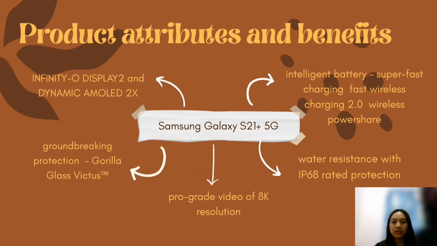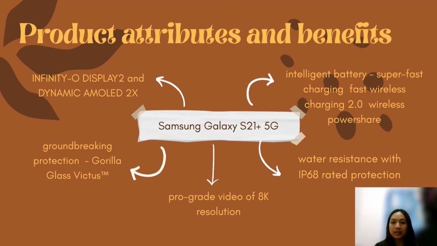Samsung's first positioning strategy is product attributes and benefits. The Samsung Galaxy S21 Plus 5G is unique with Infinity-O display and Dynamic AMOLED. The Galaxy S21 5G is also built with groundbreaking protection, which is the Gorilla Glass Victus that delivers scratch and damage resistance. Other than that, the phone is also equipped with Pro-Grade video of 8K resolution. The 8K resolution video is the highest resolution in a smartphone, making footage look even better than the cinema.